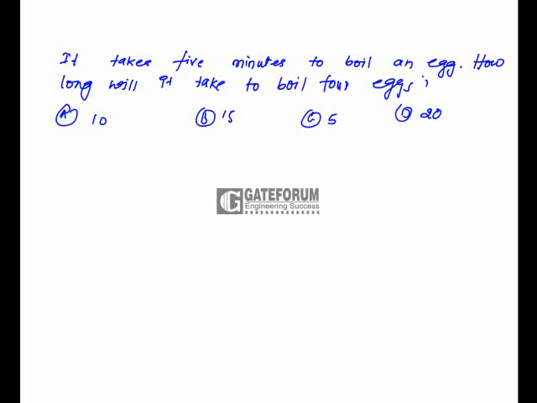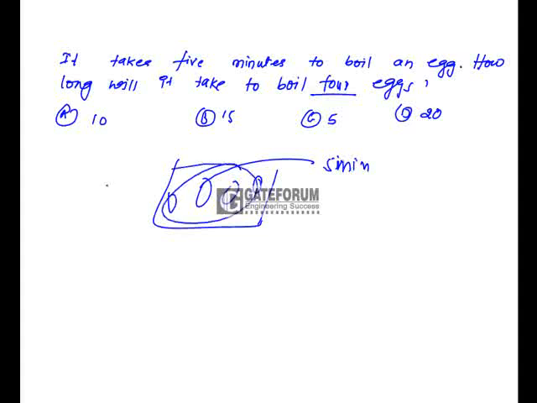It takes 5 minutes to boil an egg and the question asks how long it will take to boil 4 eggs. Now, if you're boiling 1 egg for 5 minutes and if you put 4 eggs in the same container, it will take only 5 minutes to boil. So the answer is option C.